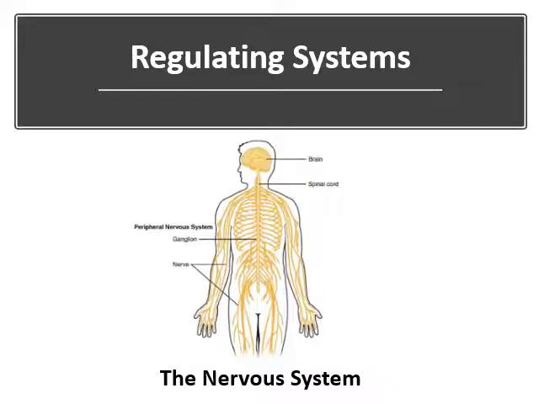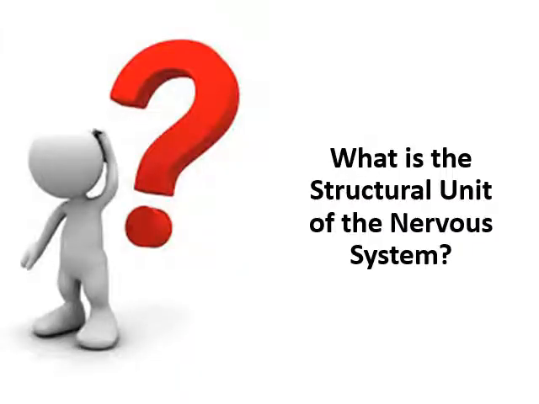The nervous system. The nervous system is responsible for the rapid regulation of functions of the various systems of the body. It receives millions of signals of information from the different sensory organs and then integrates them in the CNS to determine the response to be made by the body. Now, what is the structural unit of the nervous system?